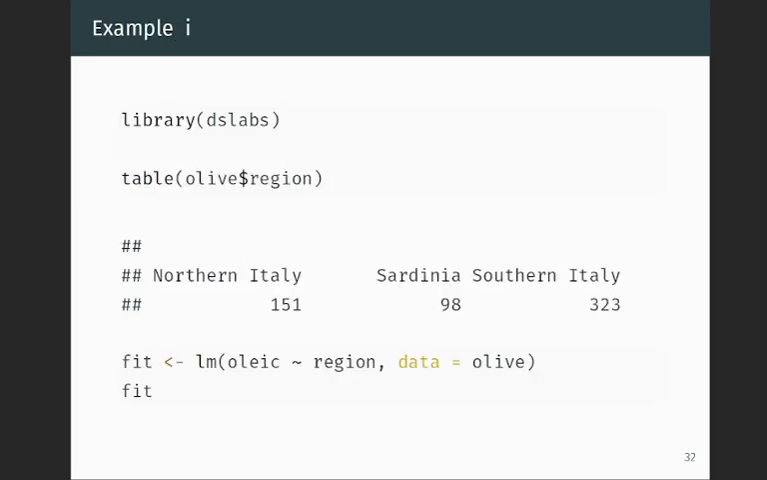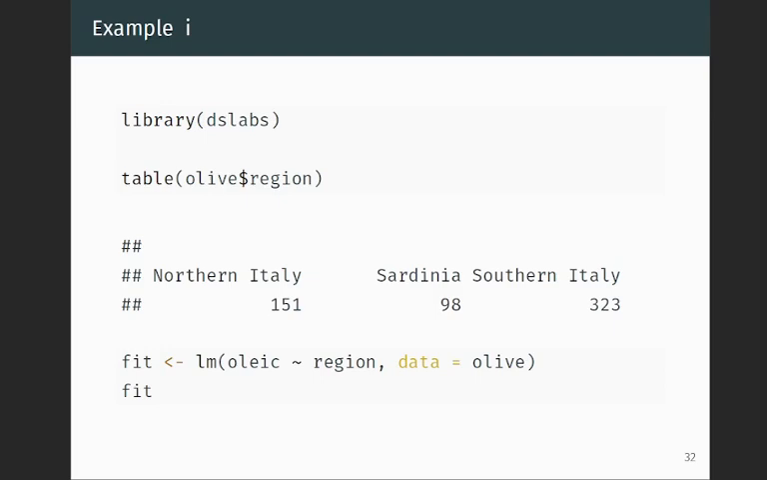Okay, so let's practice this with the following example. In the package gslabs, there's a data set called olive, and that data set contains information about olive oils from 3 different regions of Italy. We have some olive oils from northern Italy, some from Sardinia, and some from southern Italy. And so we may be interested in the average levels of oleic acid in olive oils coming from those 3 regions. And so we can do this using linear regression.